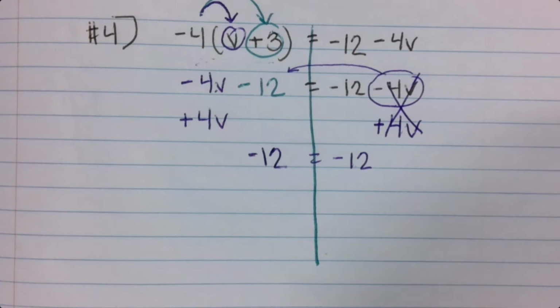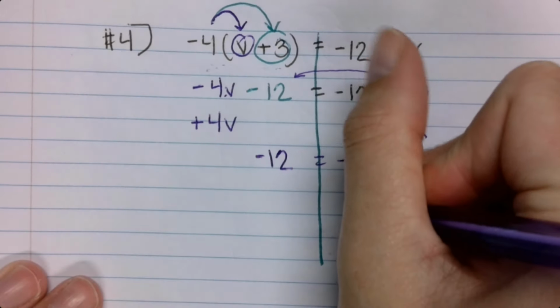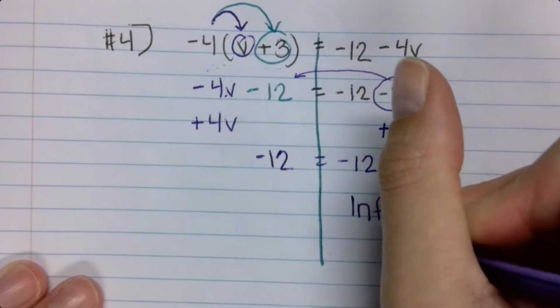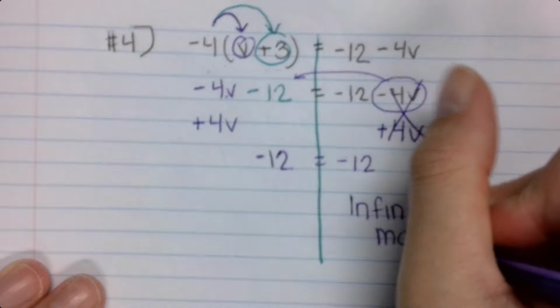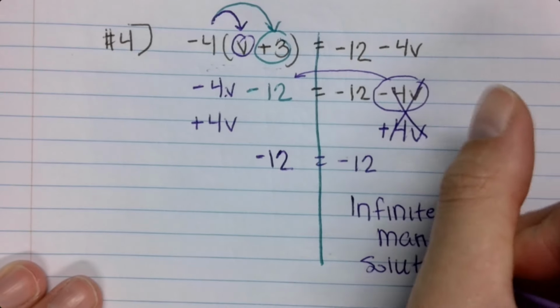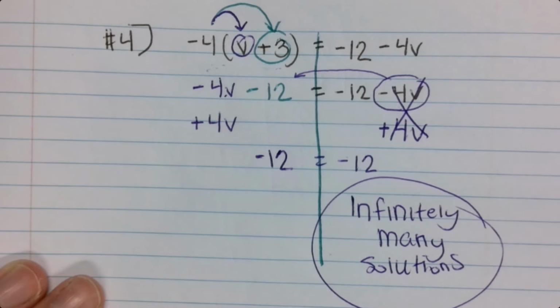So in the last one, we had two numbers that weren't the same. In this one, they are the same. So this is going to be infinitely many solutions.